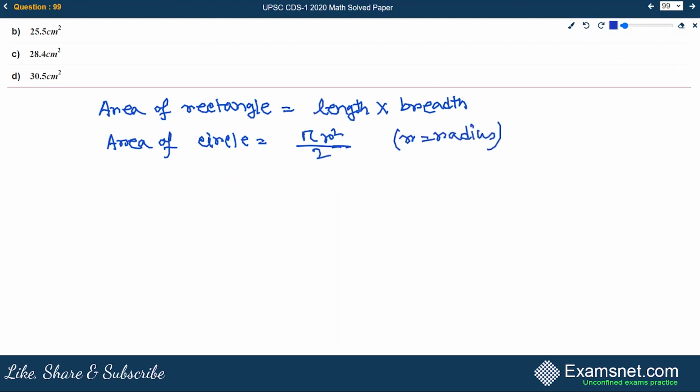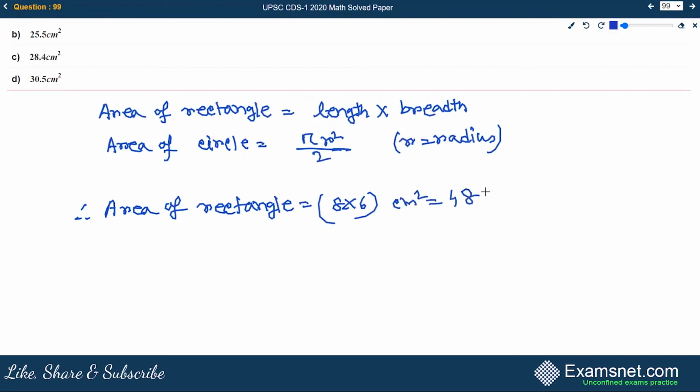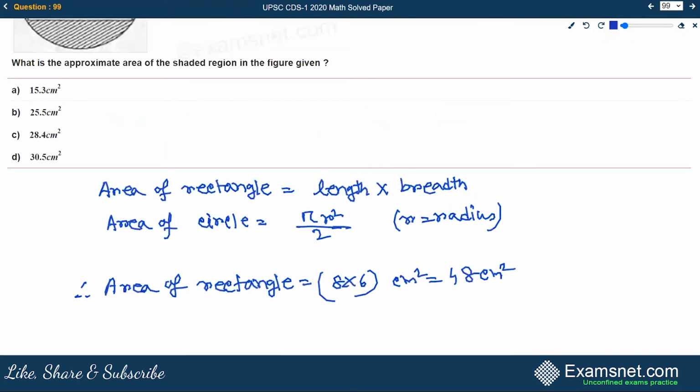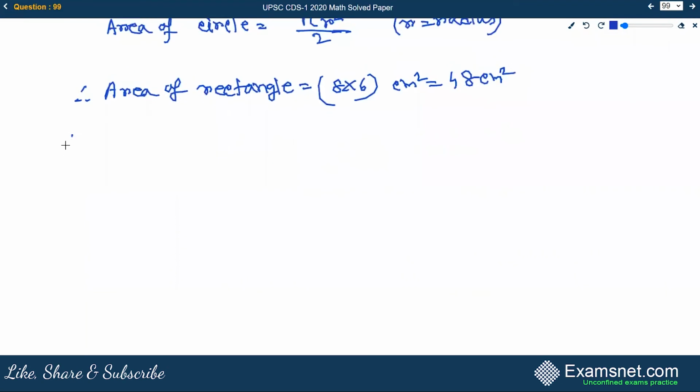Now we can easily find the area of the rectangle. Therefore, the area of the rectangle is 8 multiplied by 6 centimeter square, that is 48 centimeter square. Now if I draw one diagonal of this rectangle, we will see that the diagonal is the diameter of the circle. That means the diameter of the circle is equal to the diagonal of the rectangle.